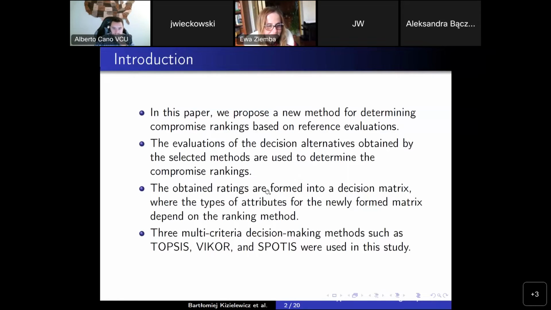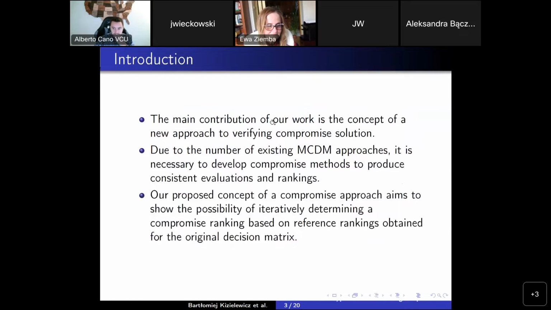Okay, so to move on, the main contribution of the work is the concept of a new approach to verifying compromise solution. As you may know or may not, there exist plenty of methods which can be used to achieve that, but the proposed solution is quite new, so it should be verified multiple times, to be sure that this approach could be used in a real life scenario.